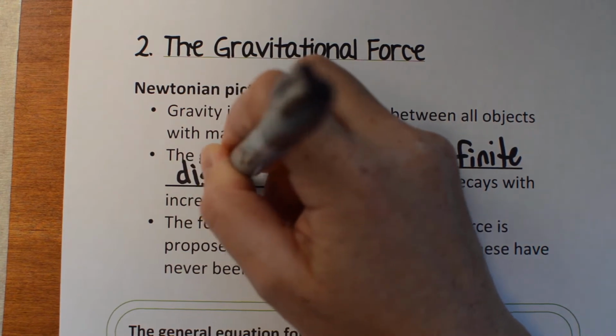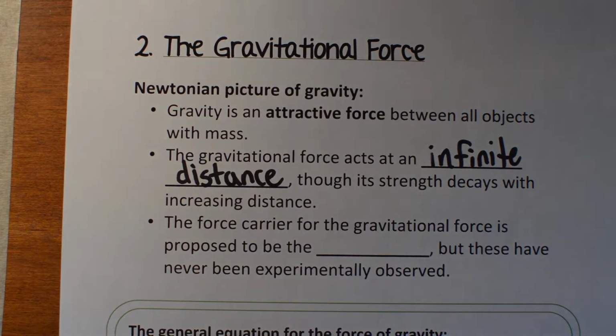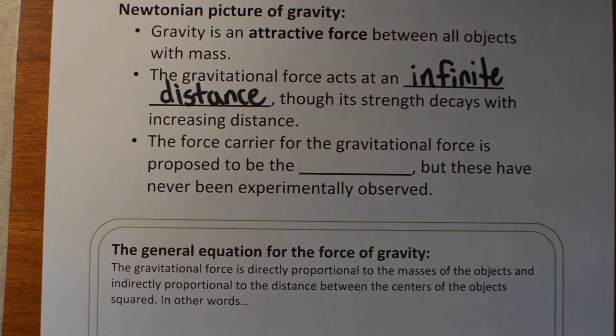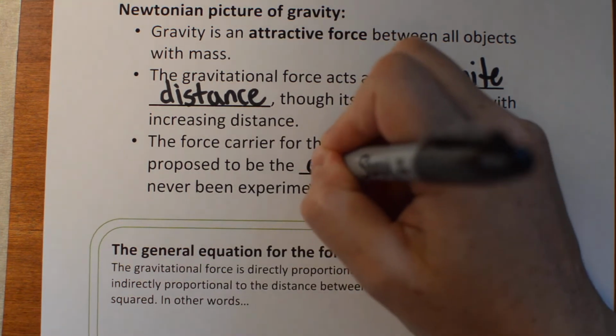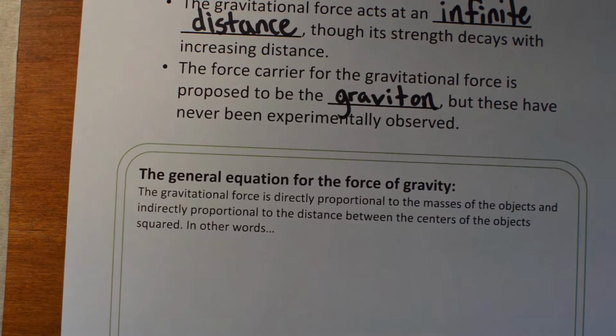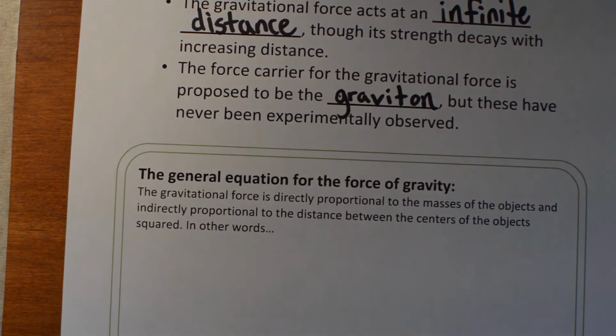So you see, this is going to be very different when we get to the strong and the weak force. The strong and weak forces act at really tiny distances. The force carrier of the gravitational force, we've actually never observed, but it's proposed to be the graviton. If we ever see it, that's what we're going to name it. We haven't seen it yet. That's the proposed force carrier.